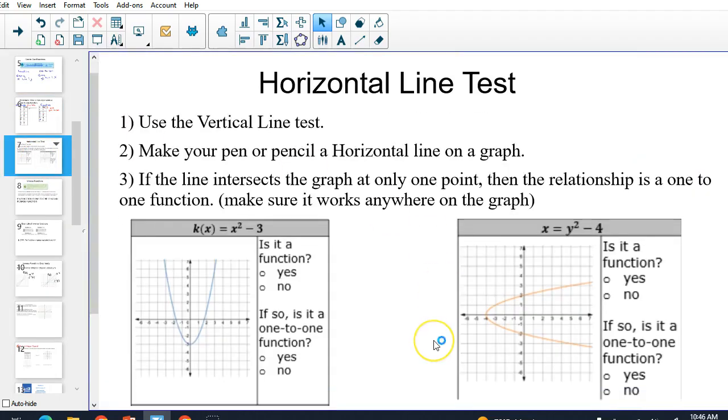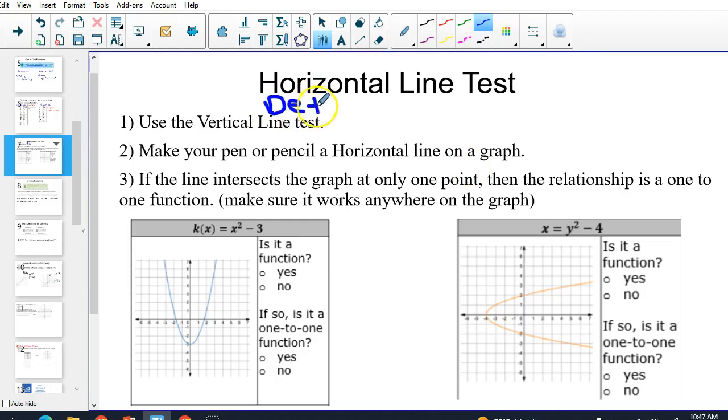All right, so we had the vertical line test. So now we have something called the horizontal line test. The horizontal line test will determine if a function is one-to-one.